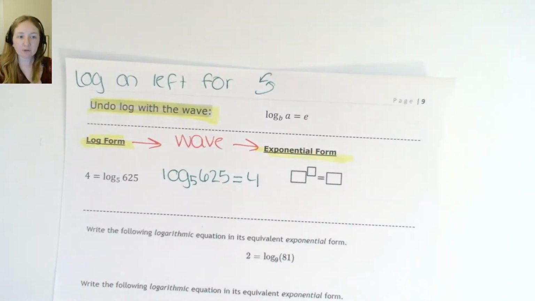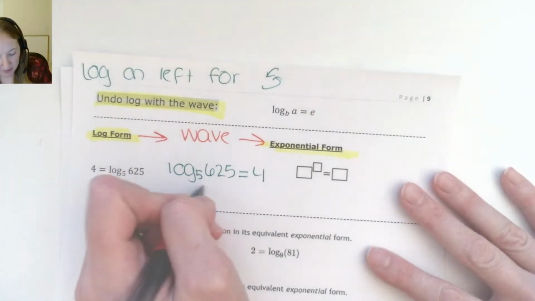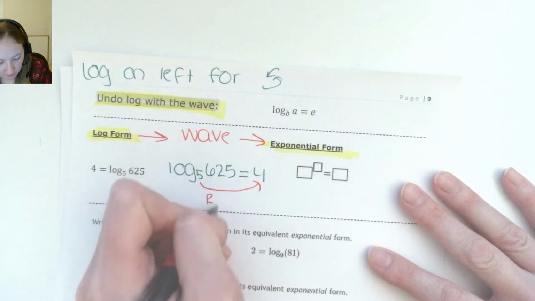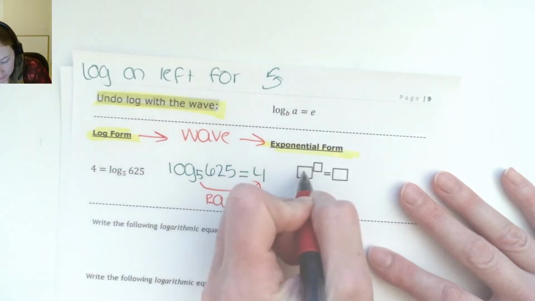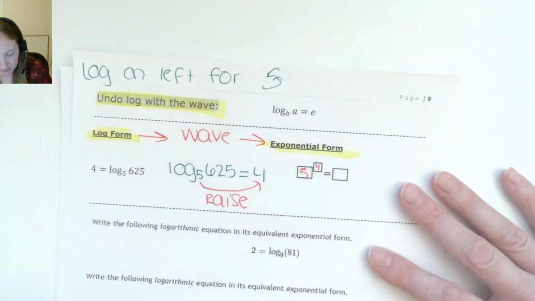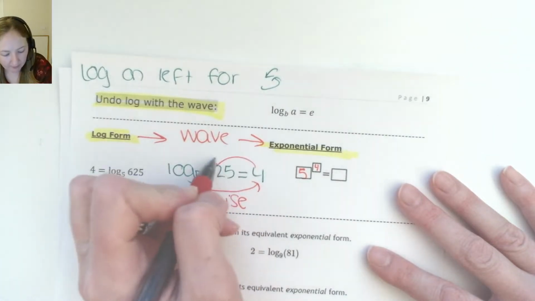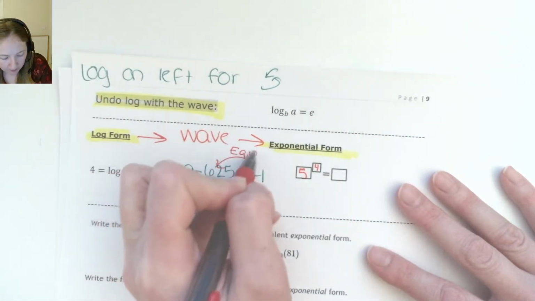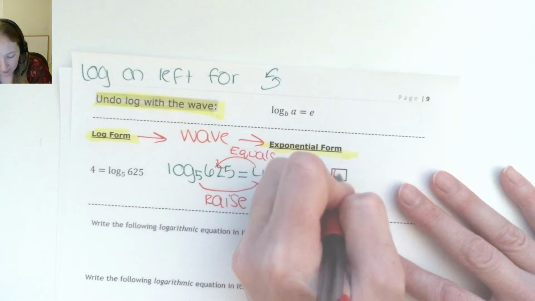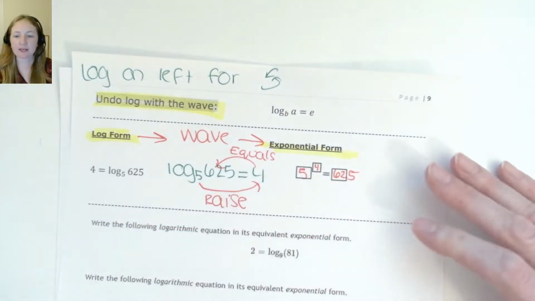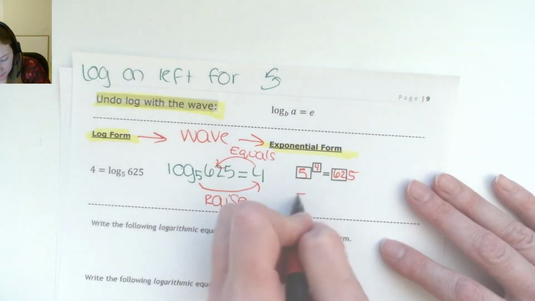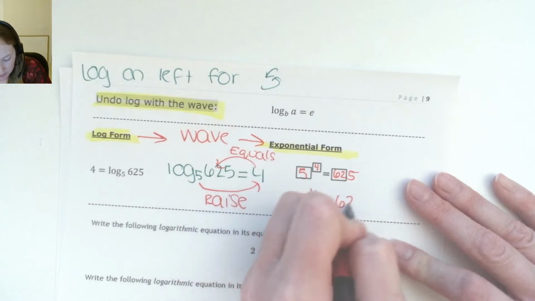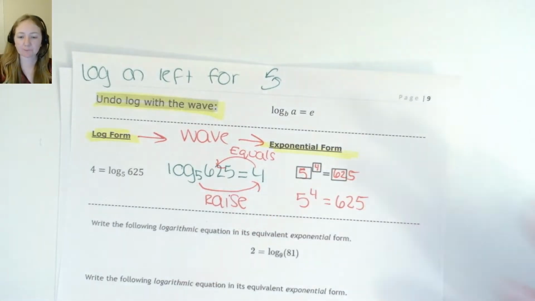So once I have rewritten it, then I take my base and raise it to the 4th power. So that's going to look like 5 raised to the 4th power, and then that equals my 625. So we would say that our exponential form here is 5 raised to the 4th equals 625.